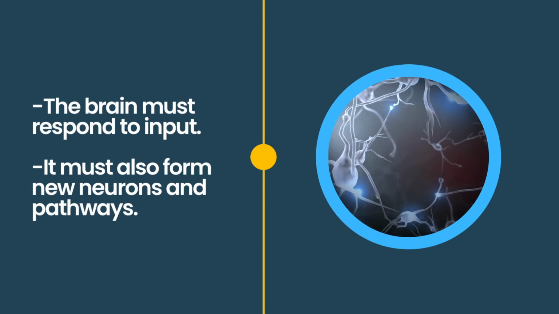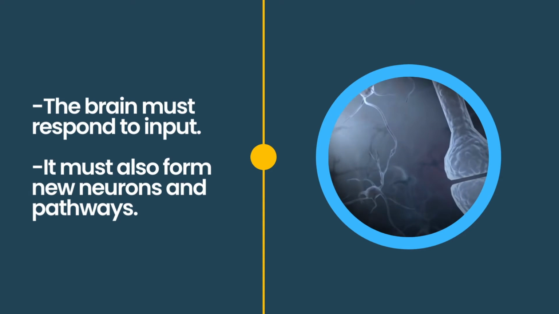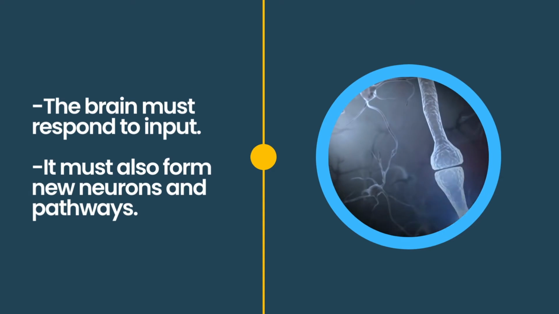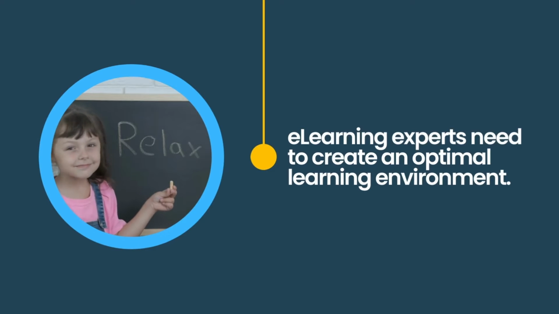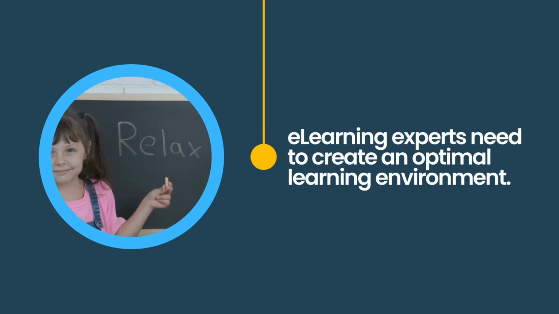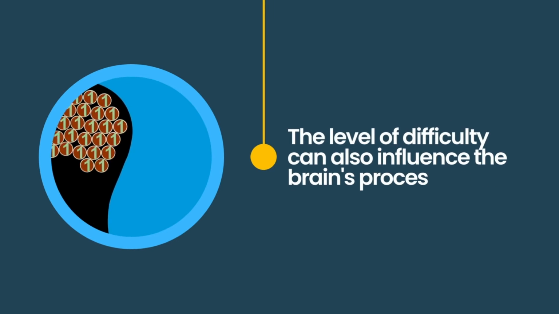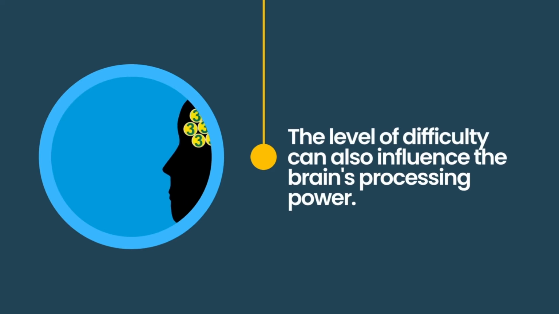First, the brain must respond to input. It must also form new neurons and pathways. Emotional distractions can disrupt these processes and limit the absorption of knowledge. That's why e-learning experts need to create an optimal learning environment. This includes color palettes, music, and visual elements that have a calming effect. The level of difficulty can also influence the brain's processing power.